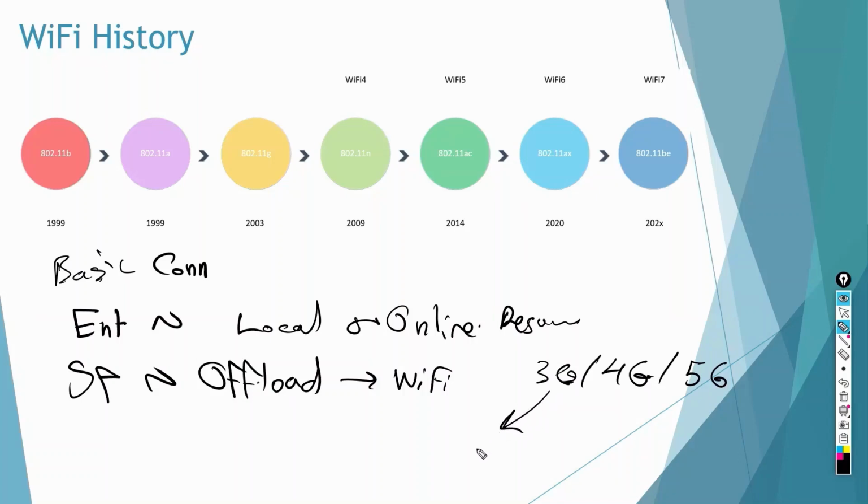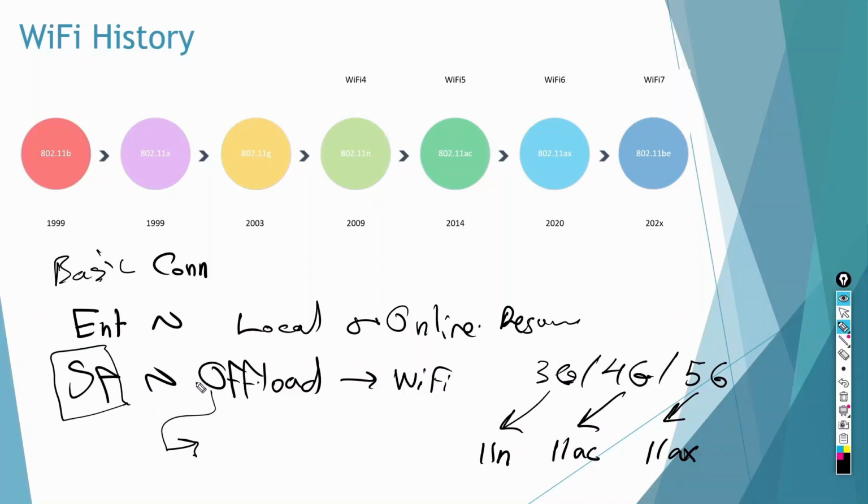So we used to offload 3G devices into 11N. Also, same case goes for 11AC with 4G networks. And as we are going to see maybe these days or in the near future, 5G is supposed to be offloaded to 11AX.